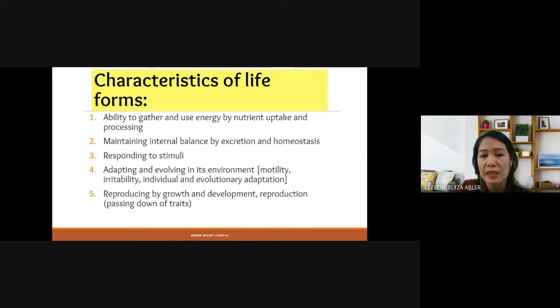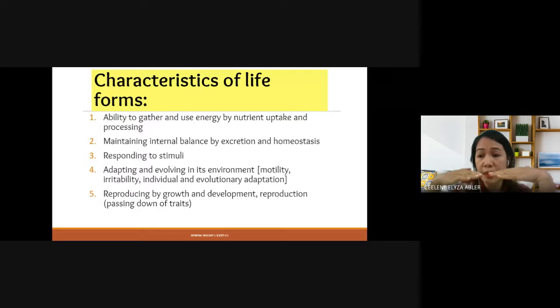Another is number two, maintaining internal balance by excretion and homeostasis. So, pag sinabi mong homeostasis, which is quarter four, yun siya natin a lesson for biology. When you say homeostasis, it means balance. So, you maintain balance by, halimbawa, for humans or animals, we maintain it by taking in air and ano kinukuha natin sa air na iyon yung oxygen, and we take out, pinapalabas natin is carbon dioxide.